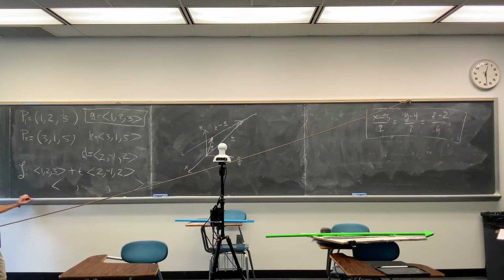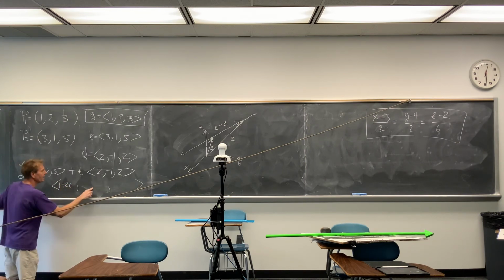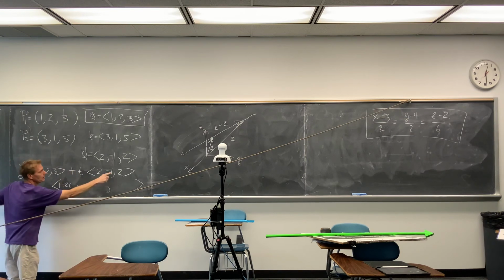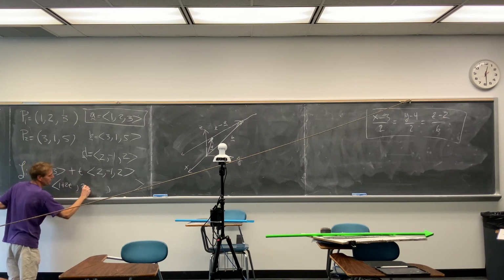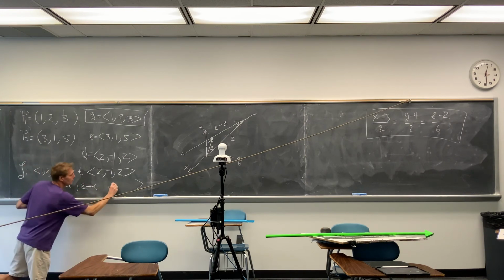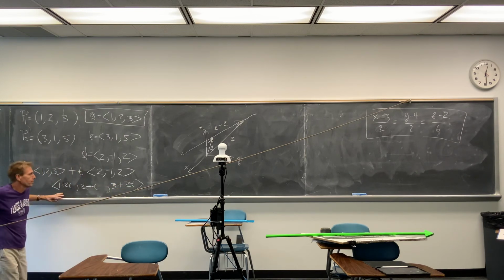So the first component would be what? 1 plus 2t. The second component would be 2 plus -1 times t, or 2 minus t. And the third component would be 3 plus 2t.